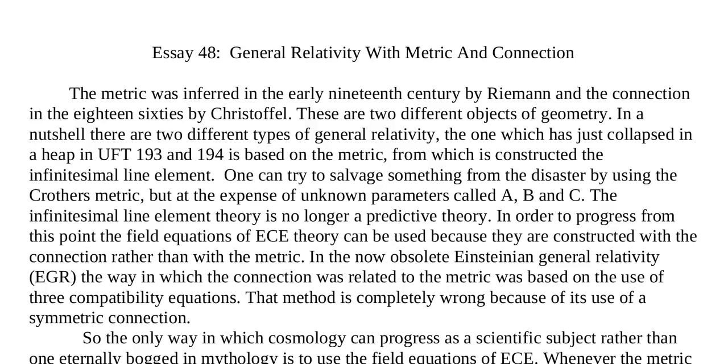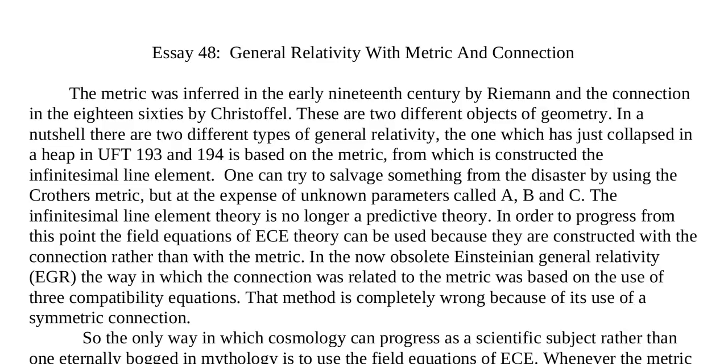The one which has just collapsed in a heap in papers 193 and 194 is based on the metric from which is constructed the infinitesimal line element. One can try to salvage something from the disaster by using the Crothers metric, but at the expense of unknown parameters called A, B, and C. The infinitesimal line element theory is no longer a predictive theory.